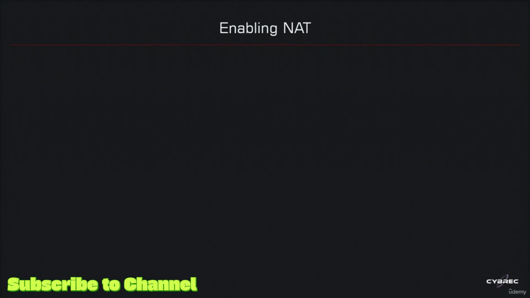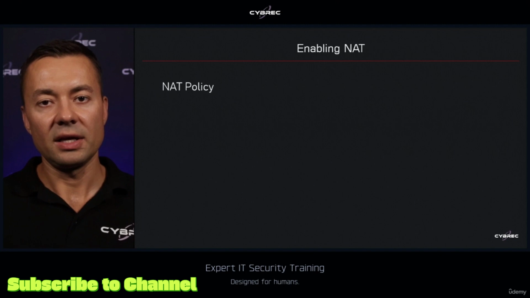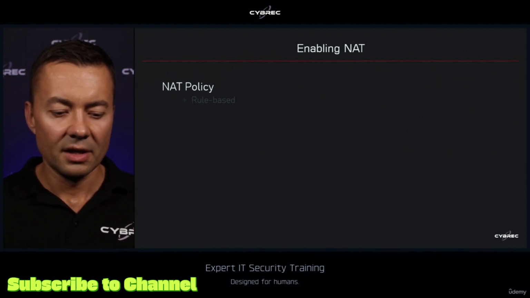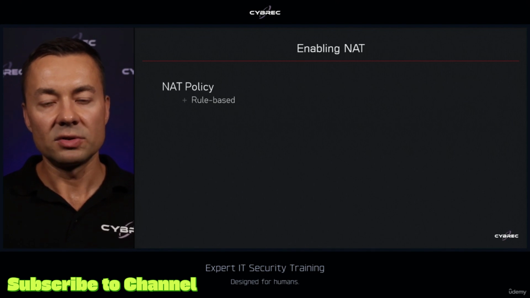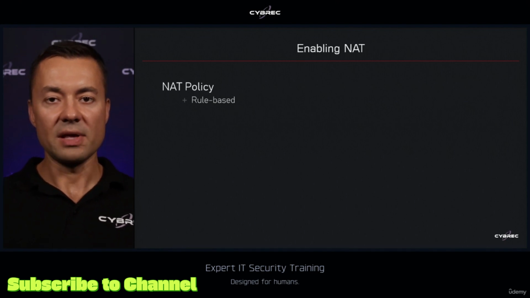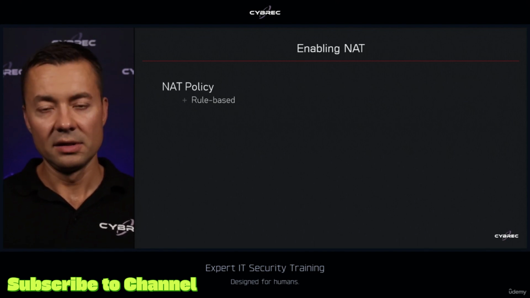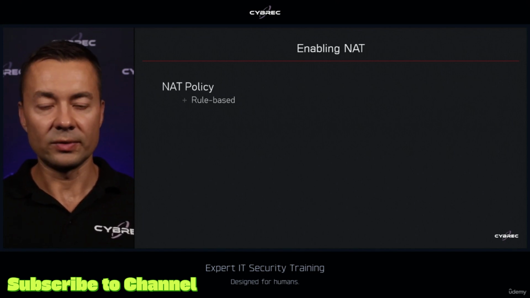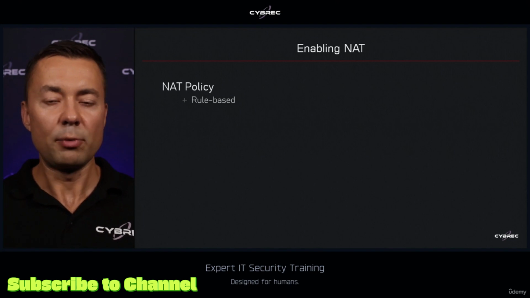One more thing I want to go over in this course is network address translation. Network address translation is something that is enabled through a NAT policy on PAN-OS. Of course, NAT is what we will use to change certain information within an IP packet. In most cases, it's going to be the IP address itself for the source or destination. It could be port number.